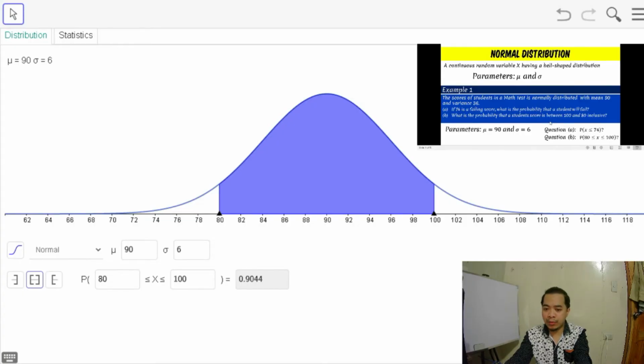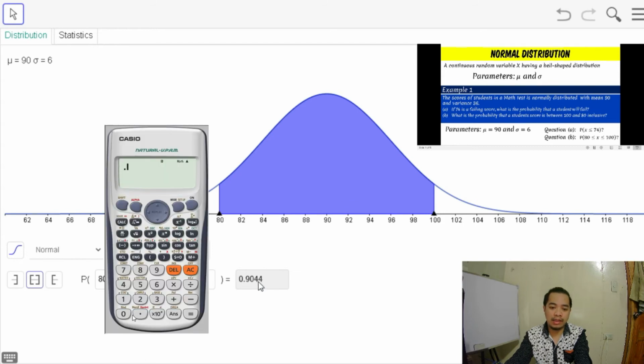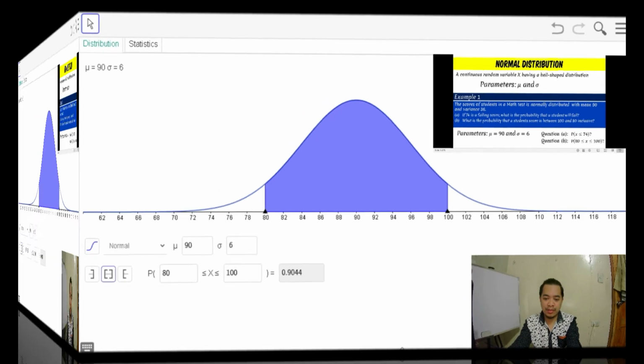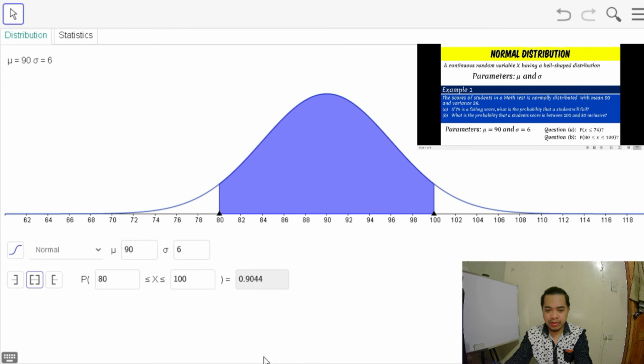How many students would get a score between 100 and 80? Since the probability is 0.9044 and there are 1,000 test takers, we simply multiply this probability by 1,000. So we might have a number like 904. So the probability is really high. This is our normal distribution. There are other distributions, of course.